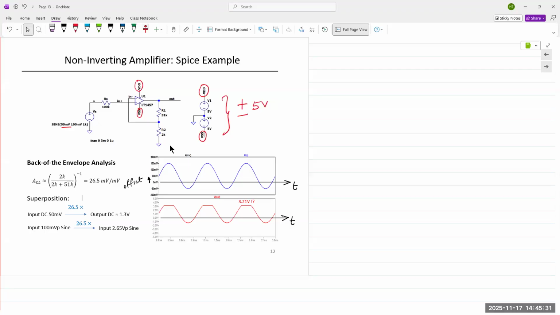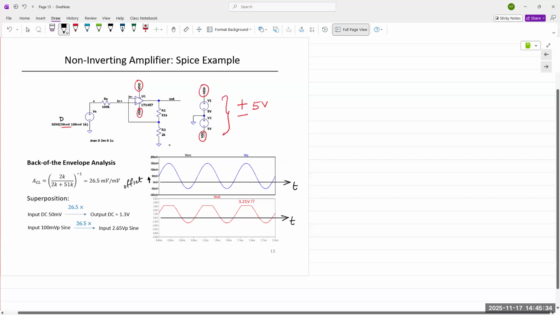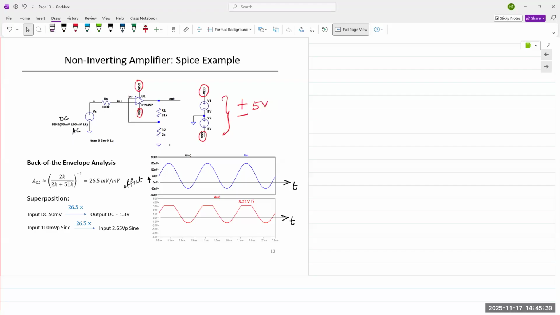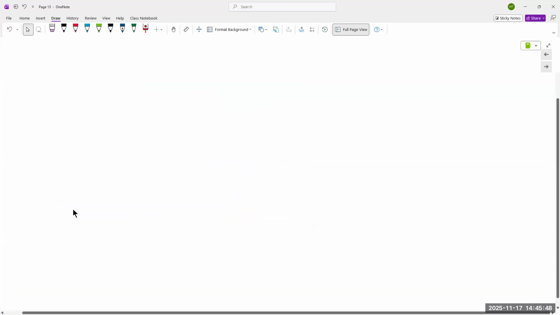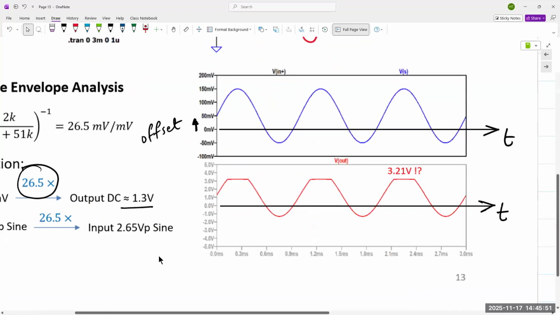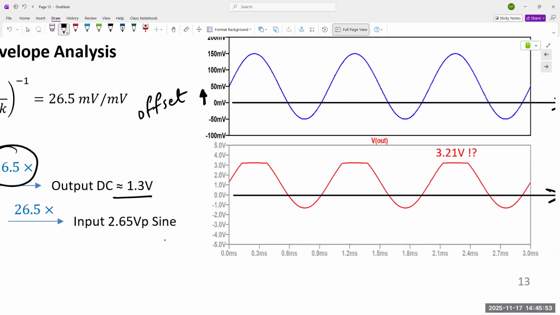All right, let's look at the two. This is DC. This is AC. The DC offset is also multiplied by 26.5 times, and so the output DC offset is now 1.3. Let me zoom into this. You can see that's my output, with a DC offset of 1.3.